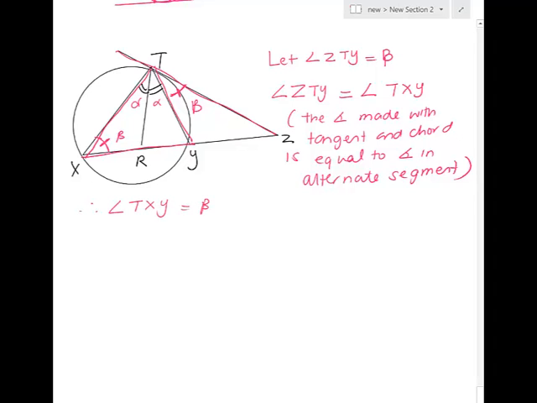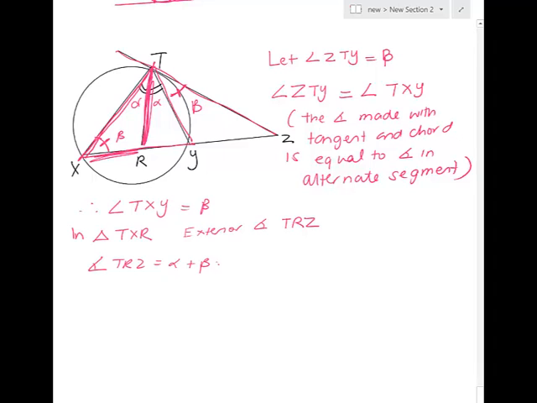So now what I want you to do is focus on another triangle. So let's look at triangle TXR. If you're looking at angle TXR, which is this one here highlighted, we have an exterior angle TRZ. We can see that the exterior angle TRZ is equal to the addition of the two interior angles. So that means it's equal to alpha plus beta.